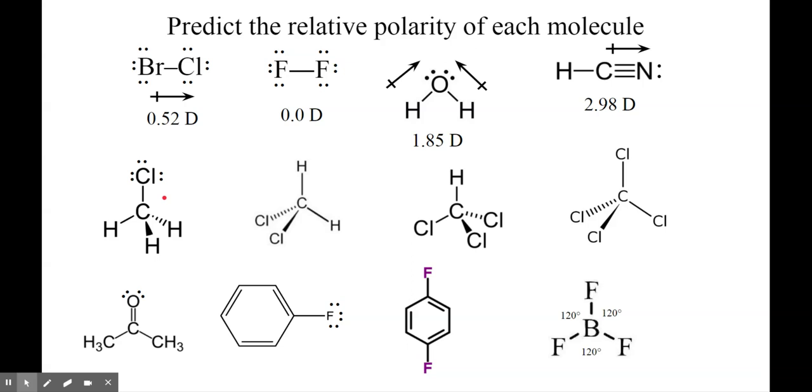Now, I want you to notice the next four are all tetrahedral carbon. Earlier, what did we say about carbon and hydrogen bonds?